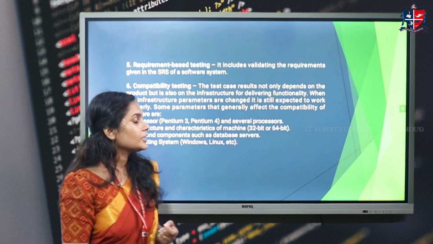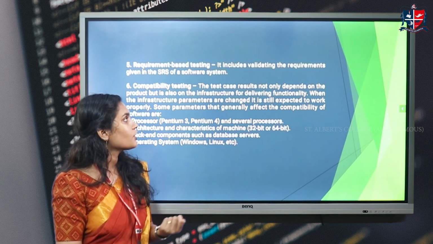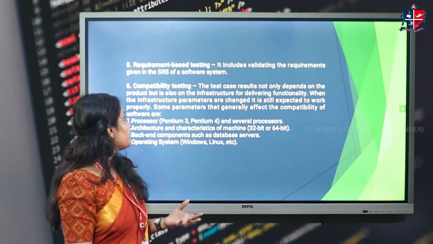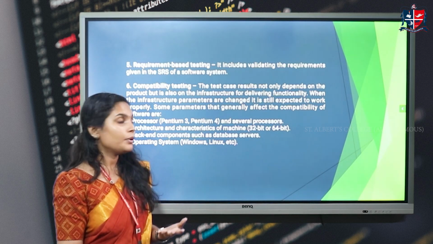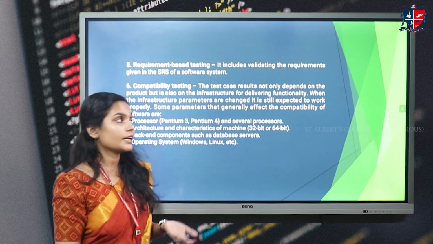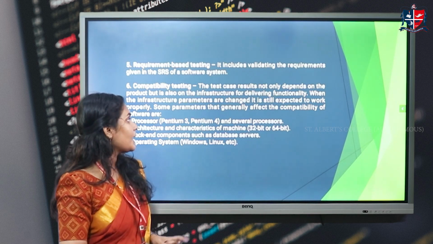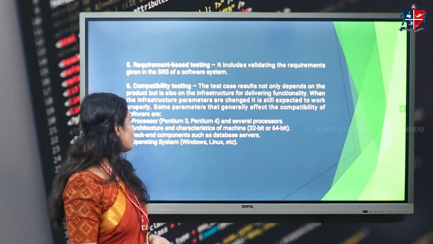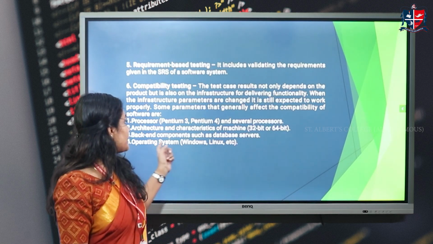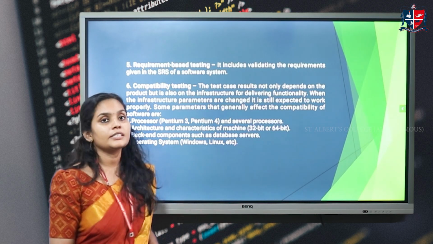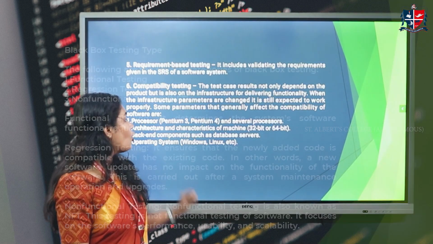The test case result not only depends on the product but also depends on the infrastructure delivering the functionality. That means compatibility testing will not only test the deliverable product, it will also test the infrastructure of the particular product. And some parameters generally affect the compatibility of the software. First one is processor, next is architecture, the backend component and the operating system. These are the components that generally affect the compatibility of the software.